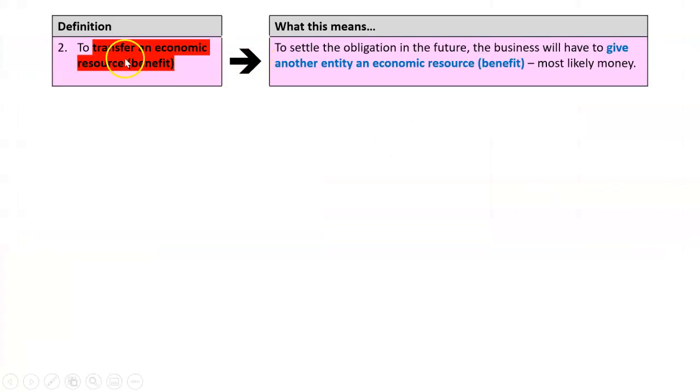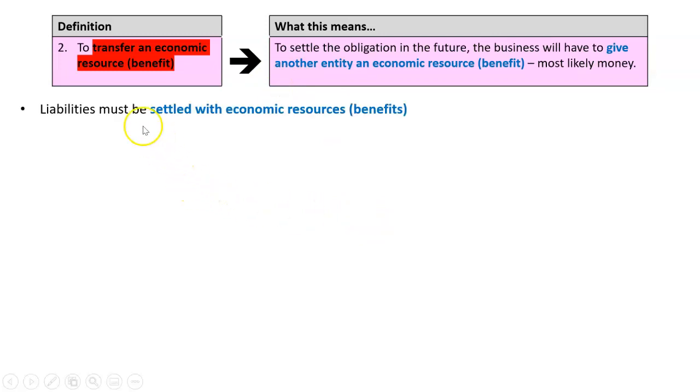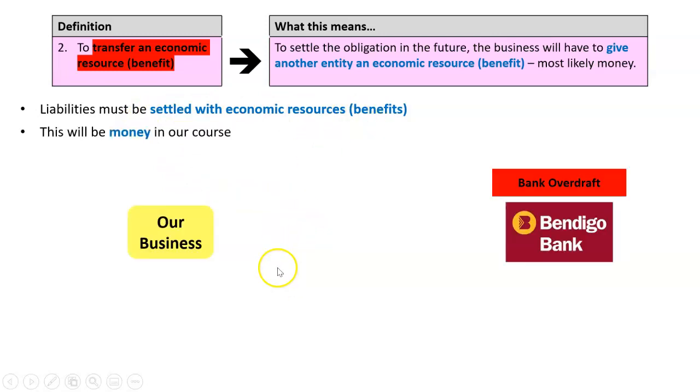Okay, what about this second part, to transfer an economic resource? Well, that's just money. Pretty much, there's only one other circumstance, and we'll save that for later, but money is what we are going to use to settle our liabilities. So let's just take a couple of examples. Here's our business. We've got a bank overdraft. We've got to pay the bank back. Well, we're going to give them money.